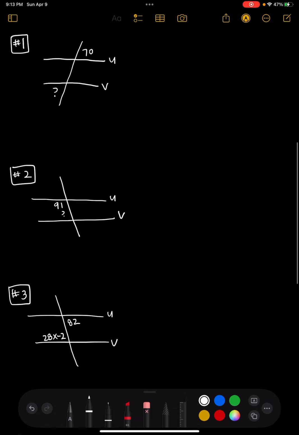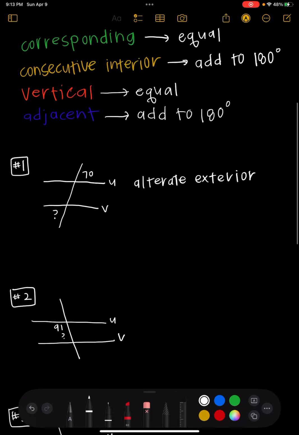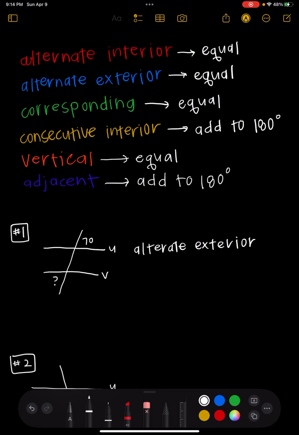On this first example, we have two lines U and V, and we want those two lines to be parallel. So in order to be parallel, we're going to name these angles, assuming that they're parallel. And that goes back to the first video of the lesson. That would tell us that these two angles are alternate exterior angles. And because I want them to be alternate exterior angles, then they have to be equal to each other, which means that if I want my lines to be parallel, then the question mark has to be equal to 70 degrees.